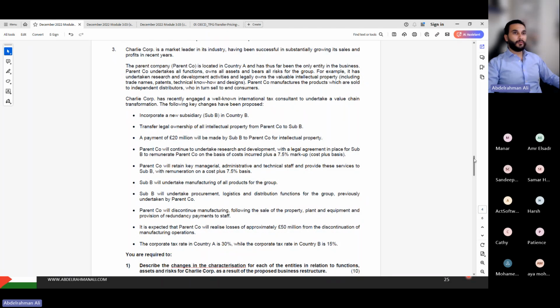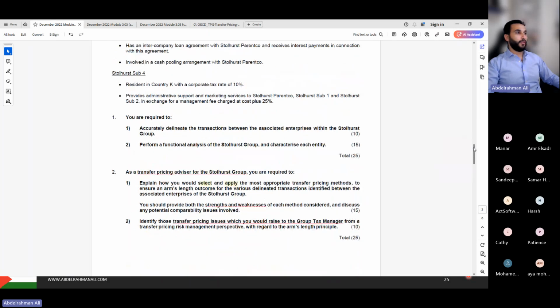So this is how, let's go there one more time. Okay, so this is how 2.2 is asking you to highlight as an advisor to the group tax manager the risk management perspective, so that they can take their own precautions and try to be in a safer zone.